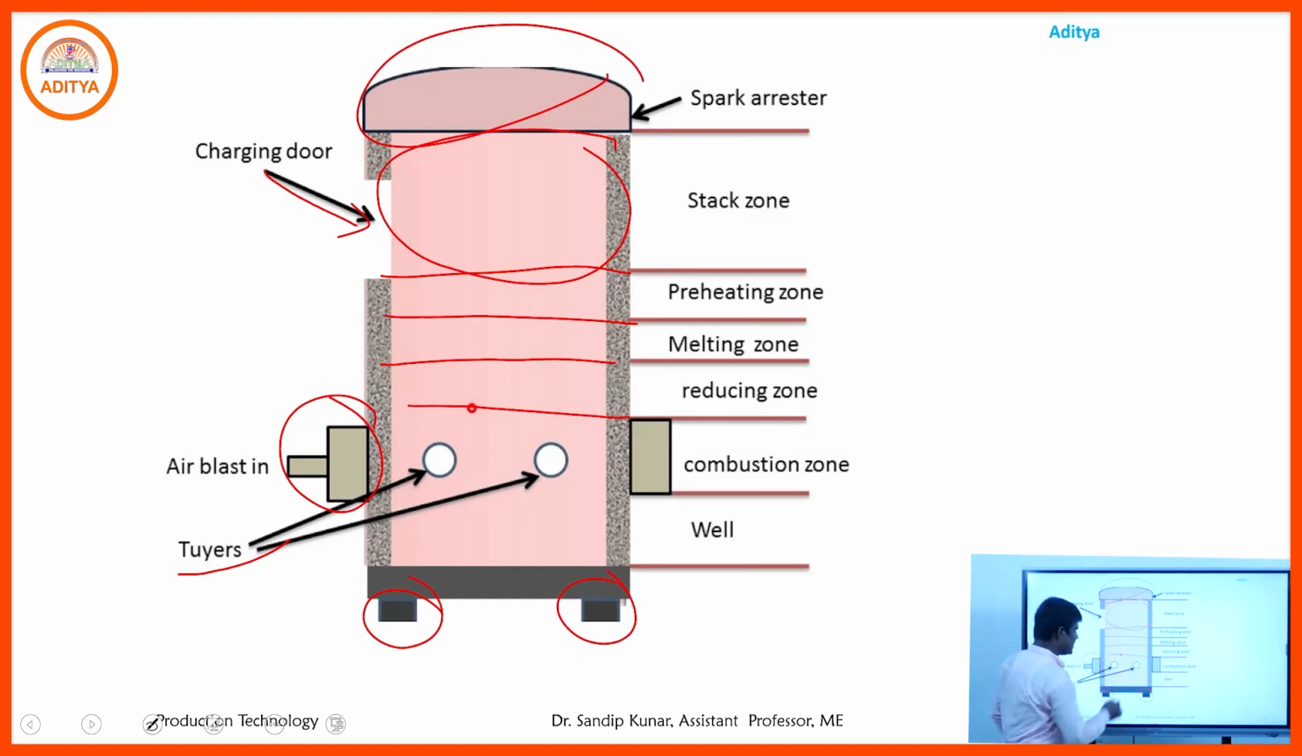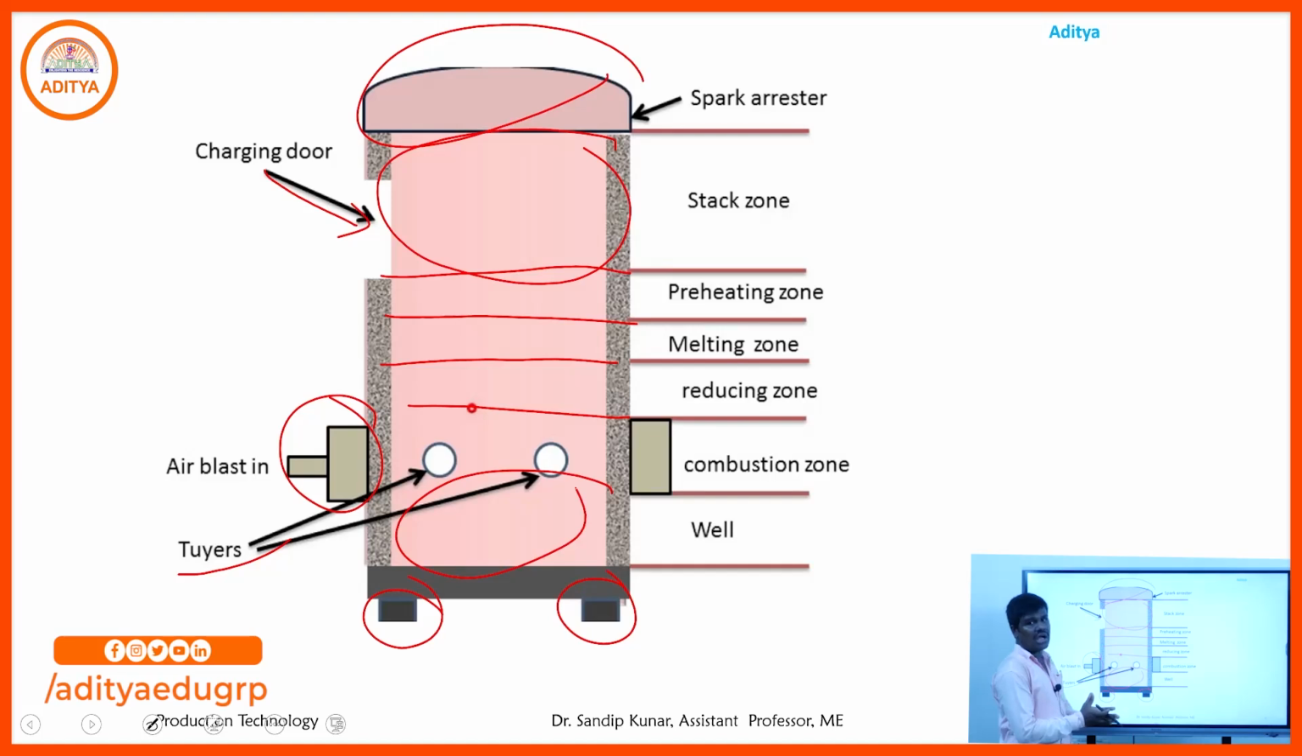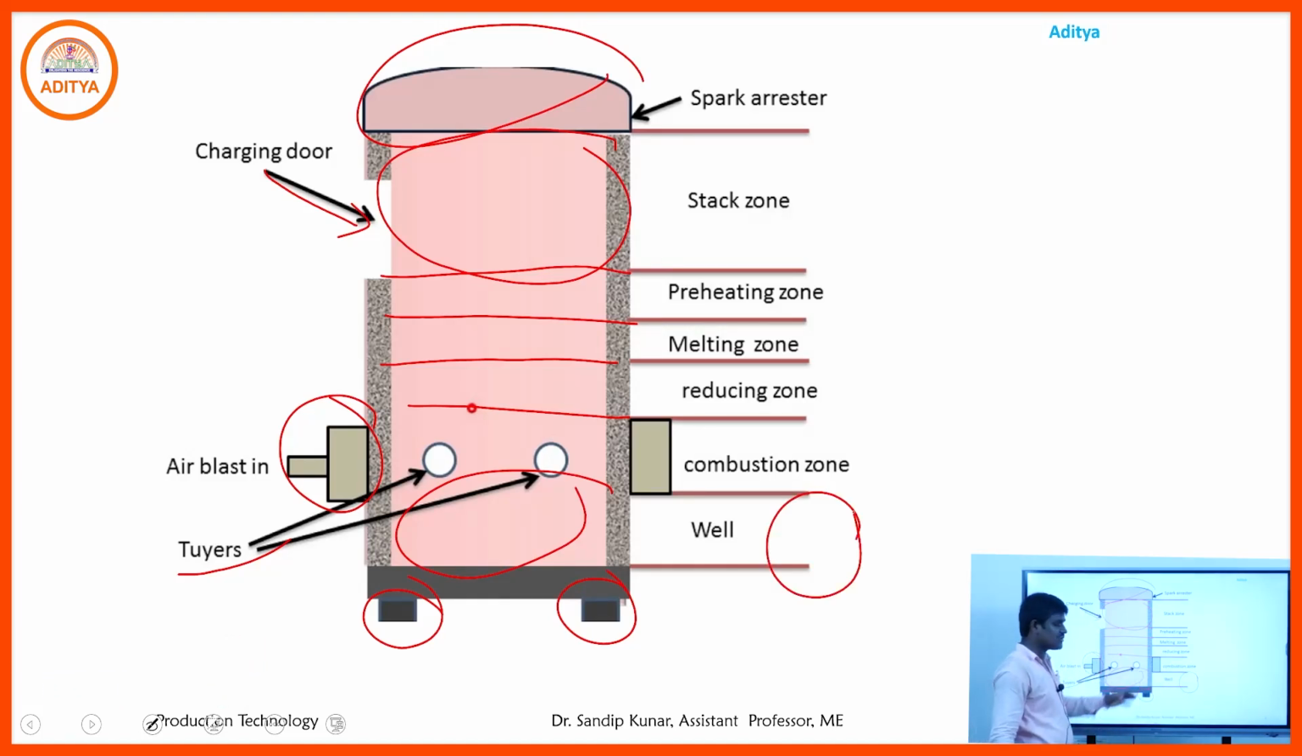Another thing, after melting, the iron is accumulated in the well zone, and here the tap hole is there. Through the tap hole we send the molten metal to the ladle. Generally we use a ladle for taking the molten metal, then we send the molten metal for other applications.